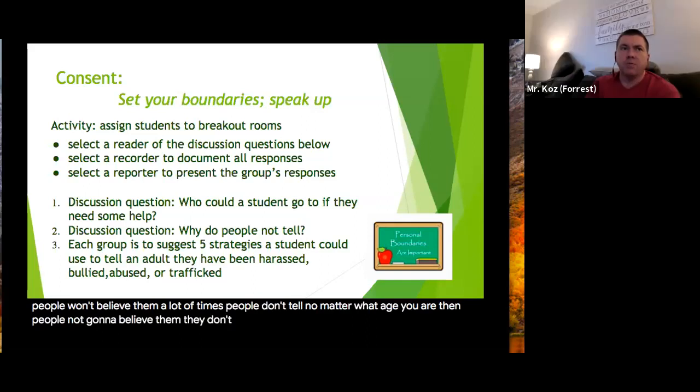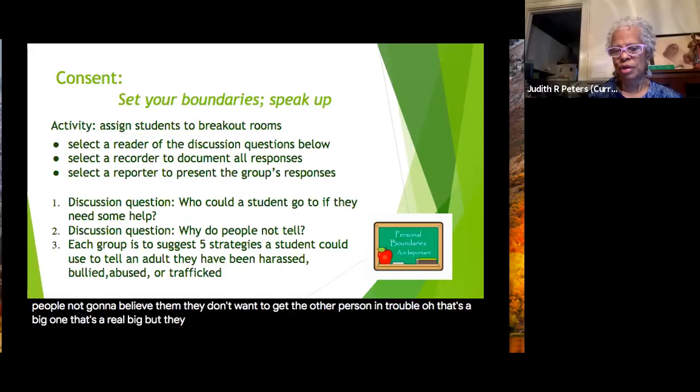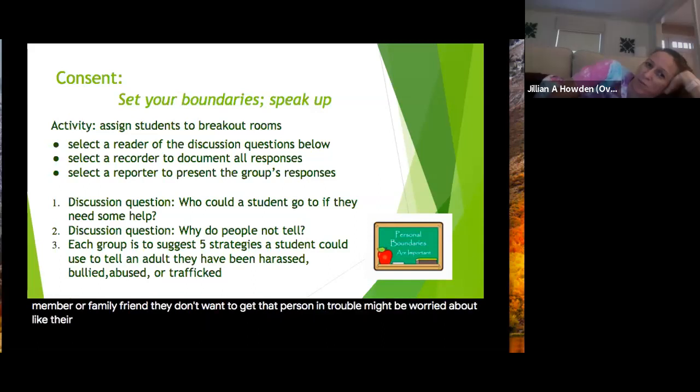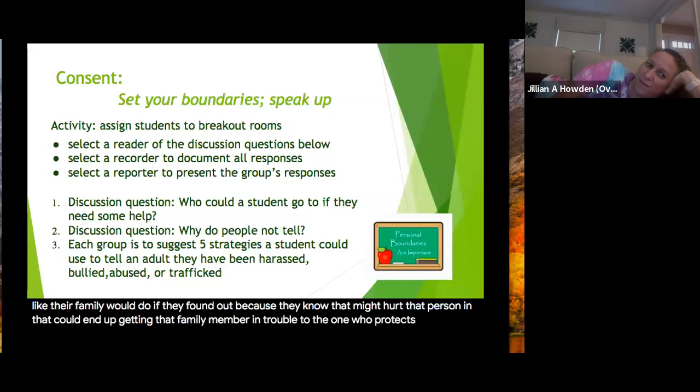They don't want to get the other person in trouble. So that's a big one. That's a real big one. Especially if the person is a family member or a family friend, they don't want to get that person in trouble. They might be worried about what their family would do if they found out, because they might hurt that person, and that could end up getting the family member who protects them in trouble too. Right.